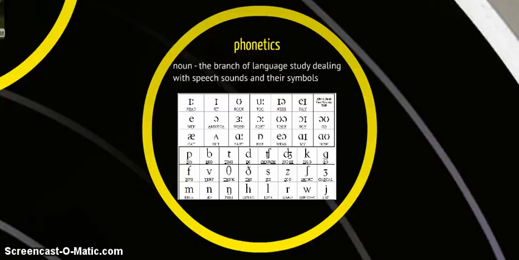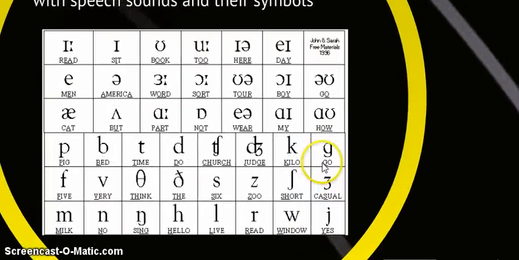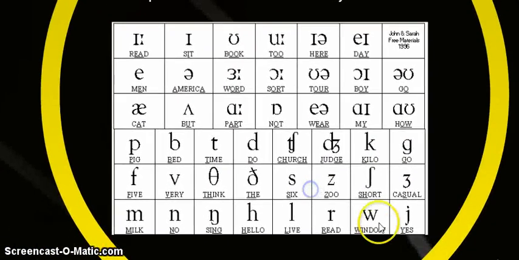Our next word is phonetics. Phonetics is a noun. It is the branch of language study dealing with speech sounds and their symbols. We're going to zoom in a bit here. So it has to do with this, if you look, like the sound that the letter B makes in the word bed, this is the symbol that represents that phonetically. Okay? A knowledge of phonetic symbols is an aid in learning to speak a new language.